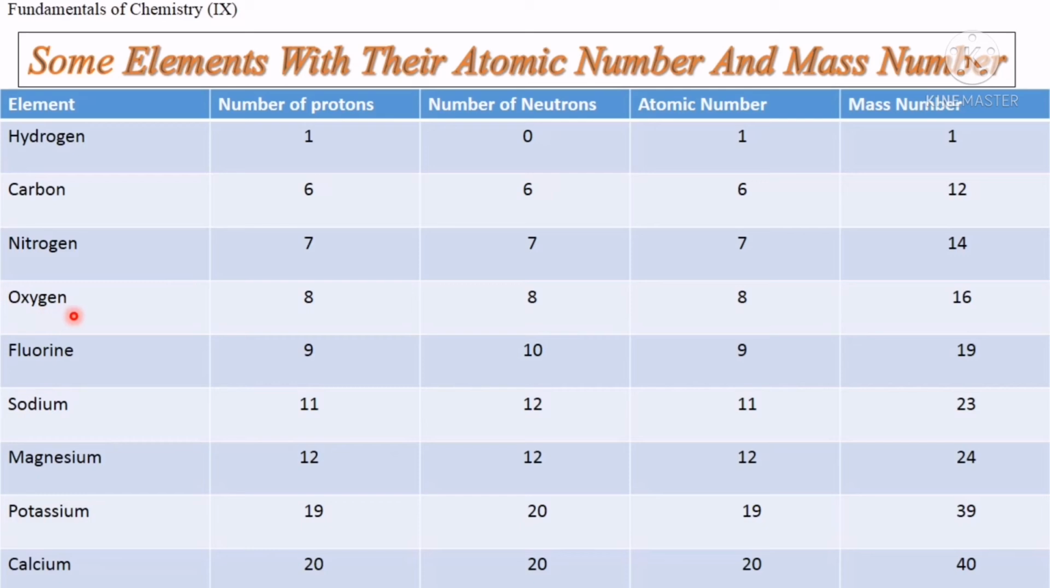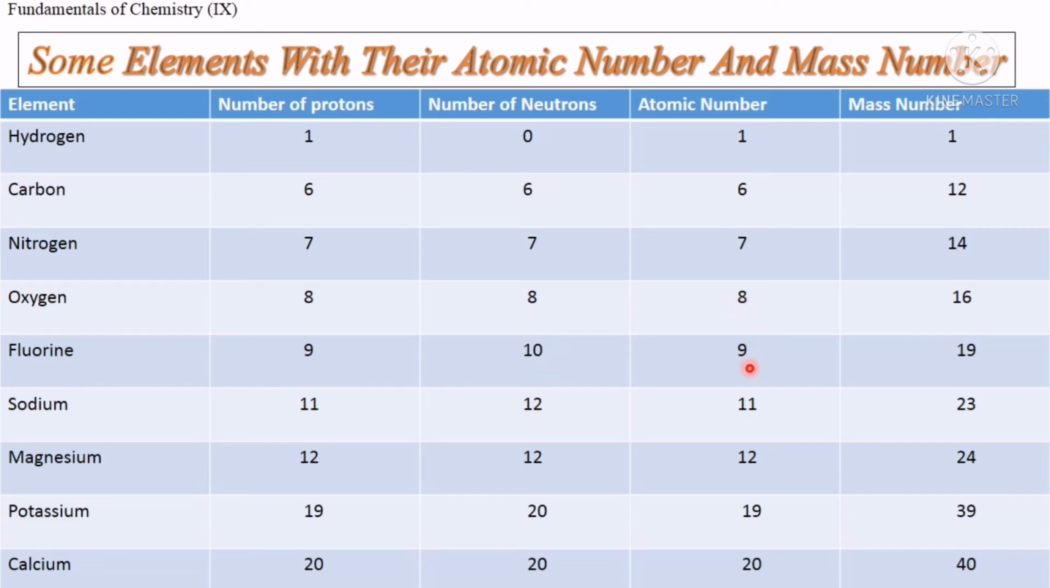And in the case of oxygen, we have 8 protons and 8 neutrons. So its atomic number, which is equal to the number of protons, is 8. The mass number is the sum of neutrons and protons, 8 plus 8 is equal to 16. And in the case of fluorine, we have 9 protons and 10 neutrons.